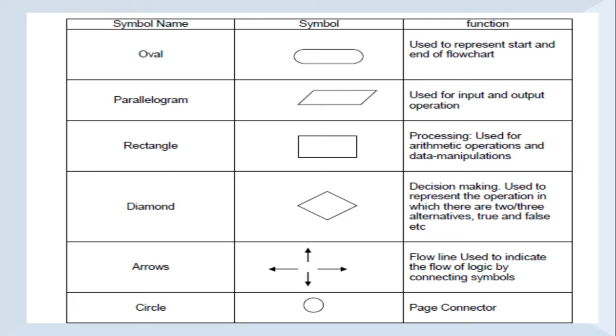And this circle is used for page connector. That means if our flowchart expands to more than one page, then we can use this circle to connect one page to another. These are some of the important symbols used to draw a flowchart. Some more symbols exist, but these are the commonly used symbols for drawing a flowchart.